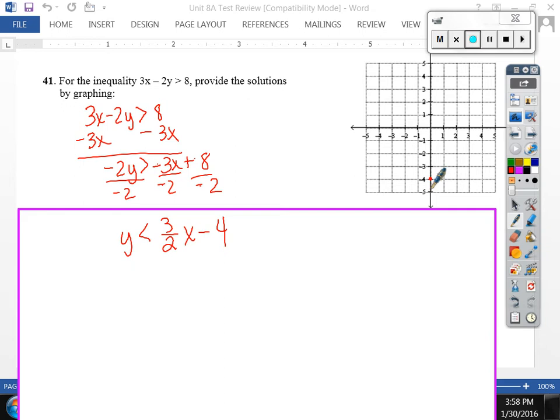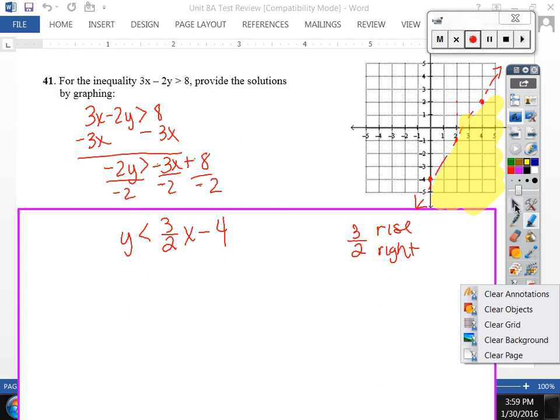So I'm going to start at my y-intercept, which is -4. My slope is 3/2, so that's rise 3 to the right 2. So rise 3 to the right 2, rise 3 to the right 2. And because I don't have an equal sign, that's a dashed line. Now this is less than, so I'm going to put my pen on my line and go down. So it'll look like that.